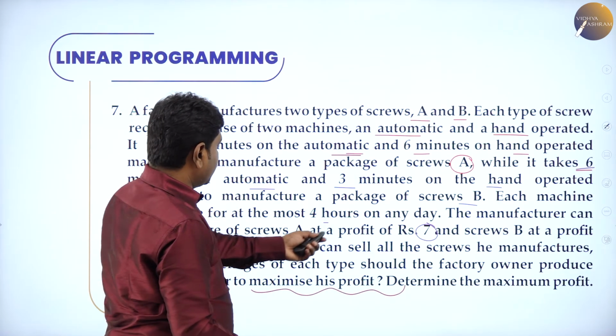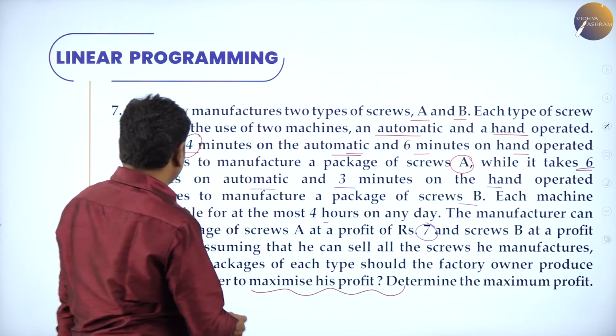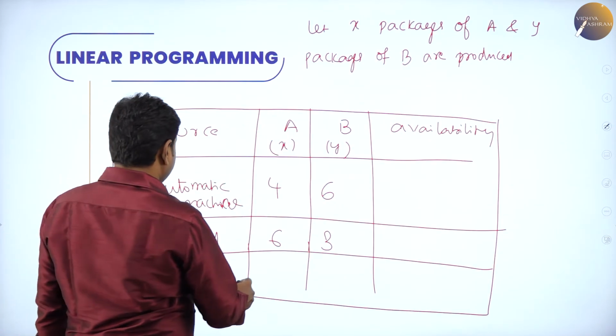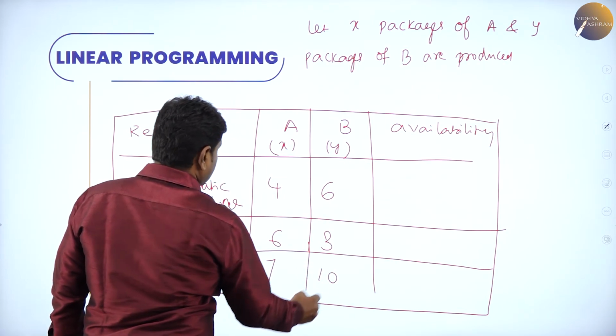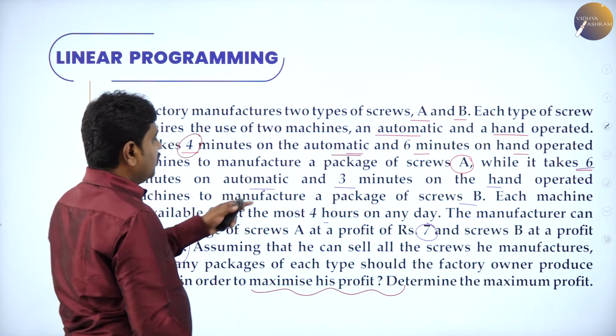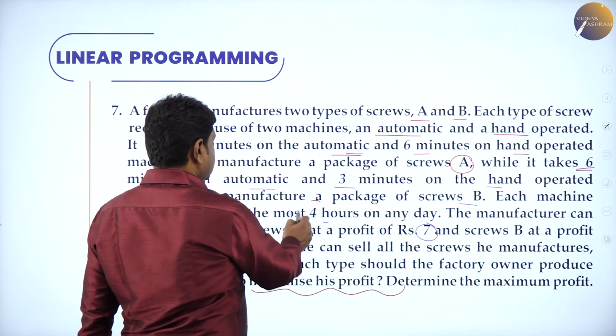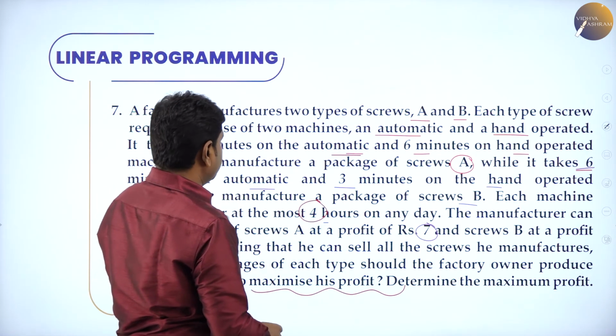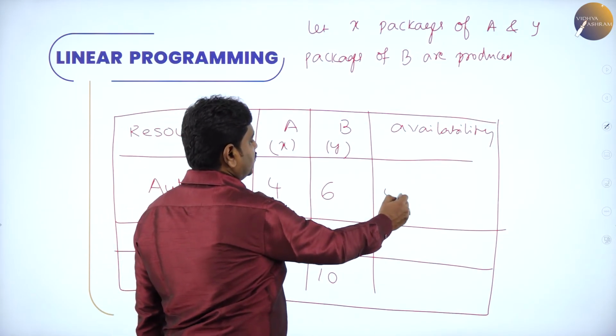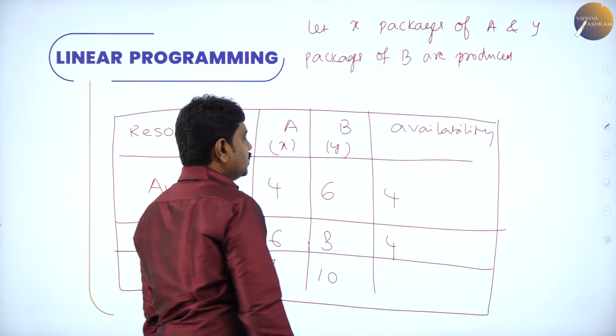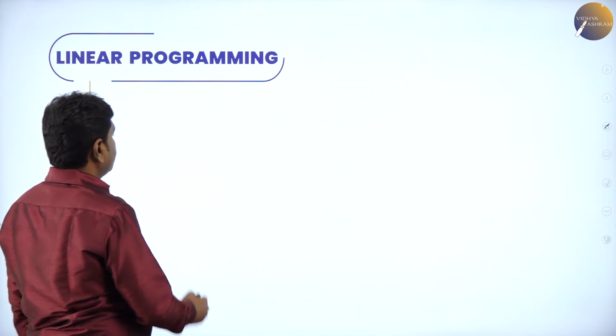And the profit on A and profit on B is also given. What is the profit on A and profit on B? 7 rupees and 10 rupees. And they also gave the maximum availability of the machines. They told clearly 4 hours a day. So each machine is available 4 hours, not more than 4 hours. That's it. So now they want you to maximize the profit.